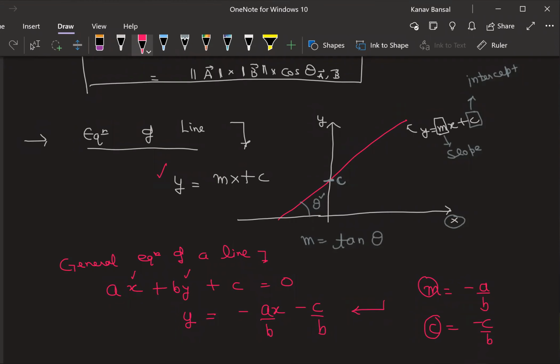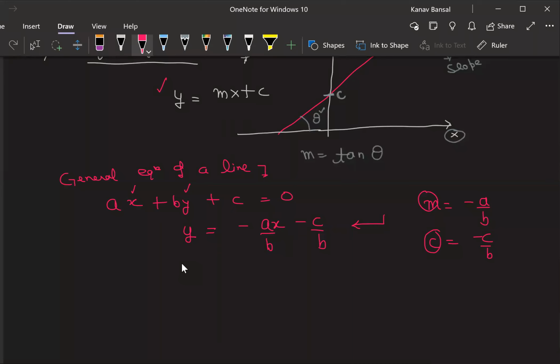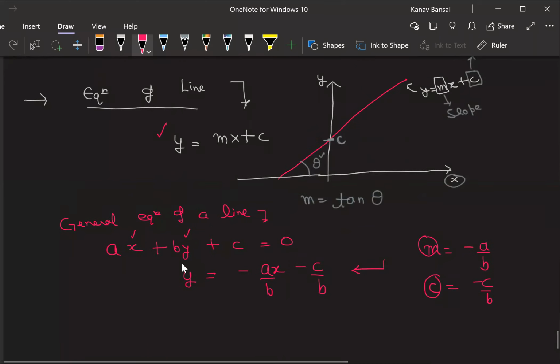Is it clear to everyone? Yes or no? Cool. Perfect. Now I have a question. So how many dimensions do you see in this line?